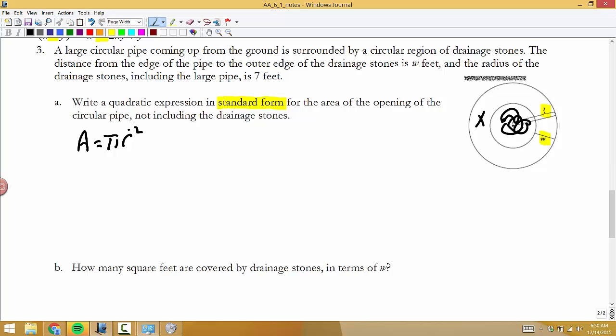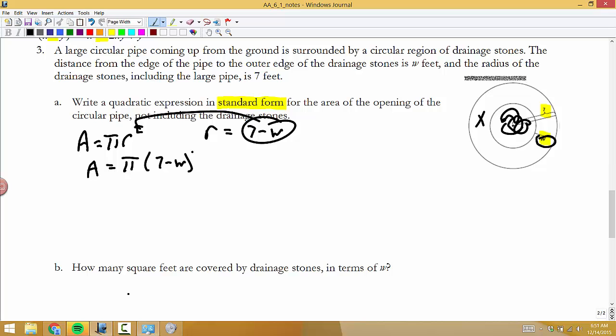So I'm going to use that to help me. I know the radius of the whole thing is equal to 7, but we also have this w in there as well. So the radius of this pipe here would have to be 7 minus w. So the radius that we're looking at here is 7 minus w. So I'm going to use this in this equation to help me find that area. I'm going to say the area is equal to pi times, instead of r, I'm going to put in 7 minus w, and I'm going to square it.